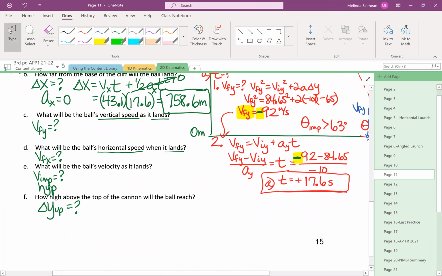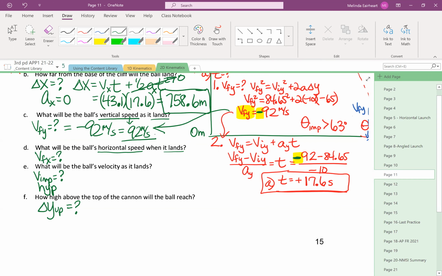All right, C. What will be the ball's vertical speed as it lands? Hey, didn't we already find that? So sometimes the two-step workaround to quadratic gets future answers. So we had already solved for that. We know the final velocity is a negative 92 meters per second. Now, technically, they said speed, so we can just give 92. Okay. If you put negative 92 on that one, that's okay.